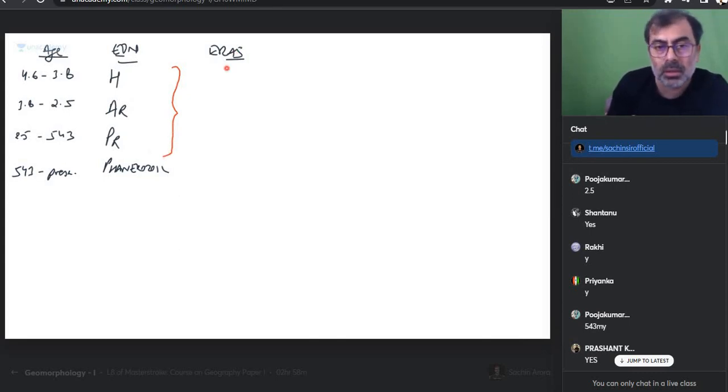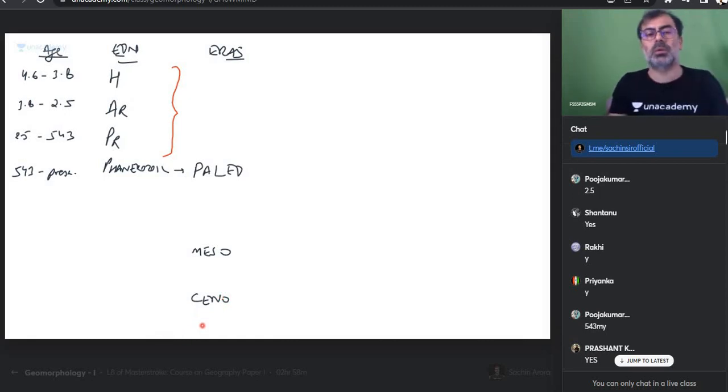Is everyone okay? Phanerozoic is divided into 3 eras. Paleo, Meso, Ceno. Is everyone okay? Paleo, Meso, Ceno. Paleo what? Paleozoic, Mesozoic, Cenozoic. How many eras? 3 eras. Where do these run from and to?